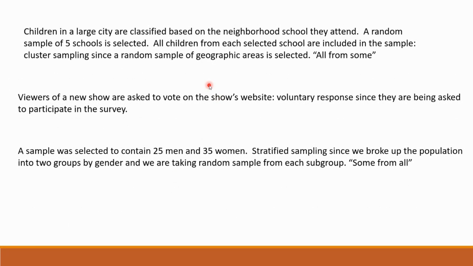And here's another one. This is with children. What they're doing is they want to get an opinion from kids, so they're choosing 5 schools at random. And they're sampling, talking to each kid in the school, all from some, right? That's cluster sampling. I mean, if they took a sample of kids from every school, that would be some from all. That would be stratified.